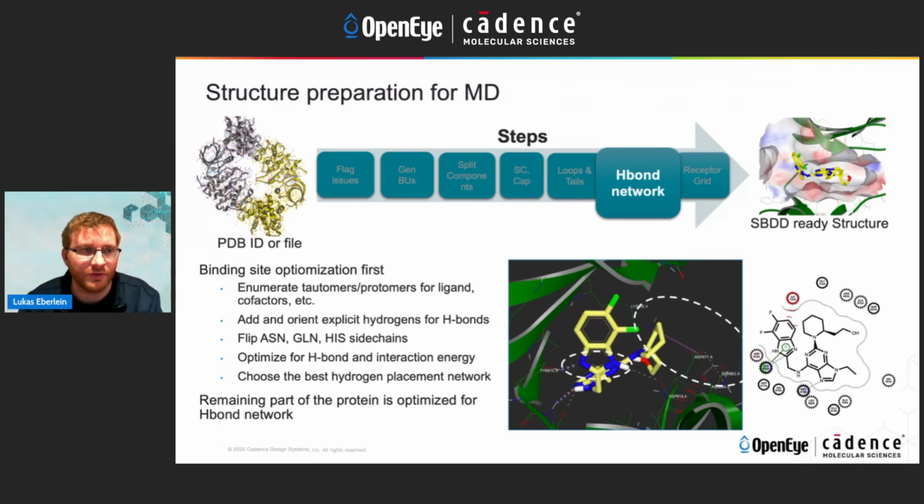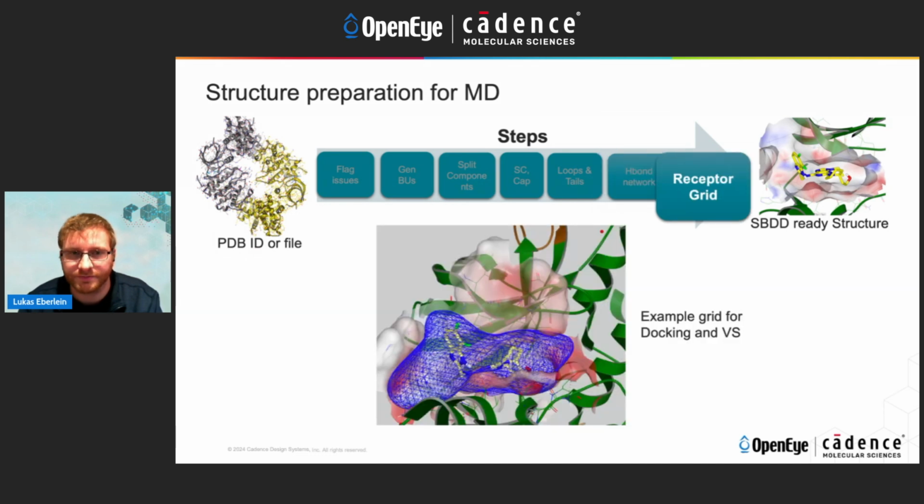The typical workflow is shown here on the left side. Normally, the hydrogen atoms are placed in such a way that the H bonding network is optimized. To do this, the ligand protomers are enumerated and the side chains are rotated so that the hydrogen bonding interactions are maximized.